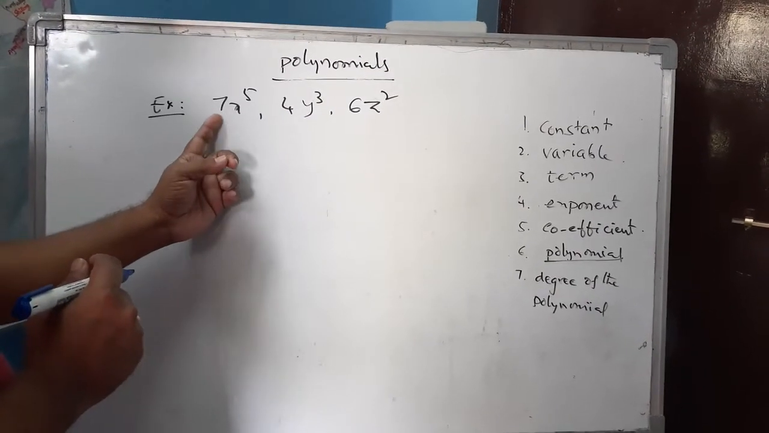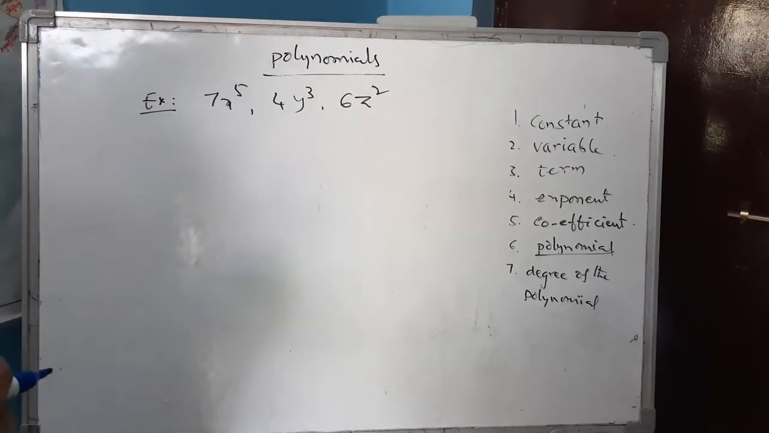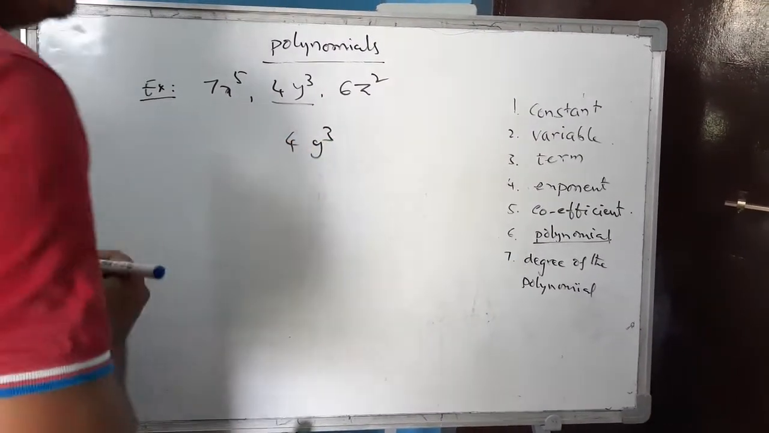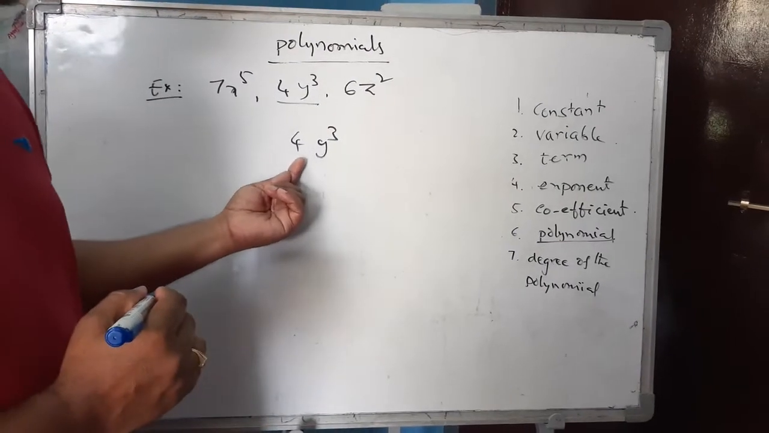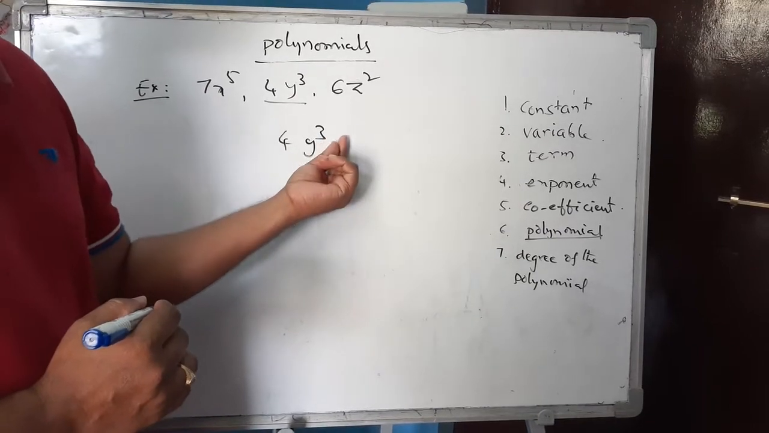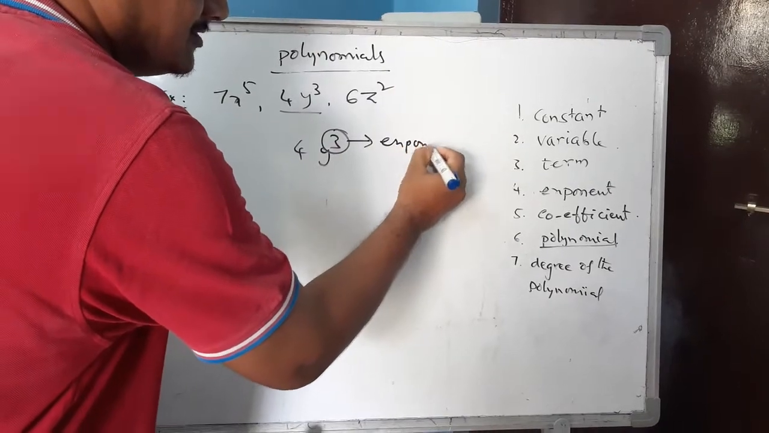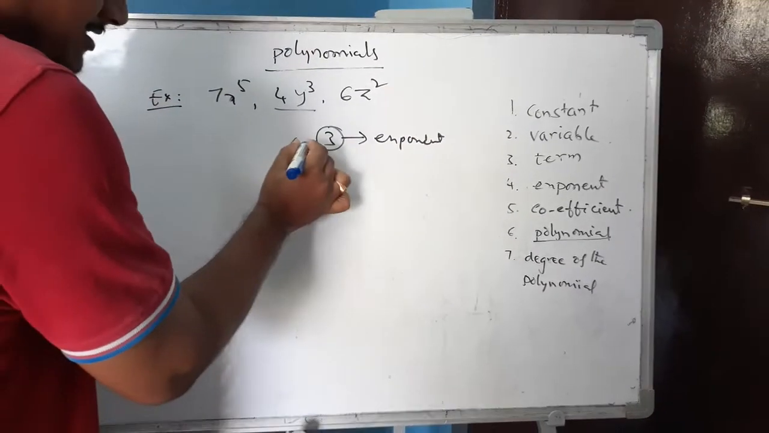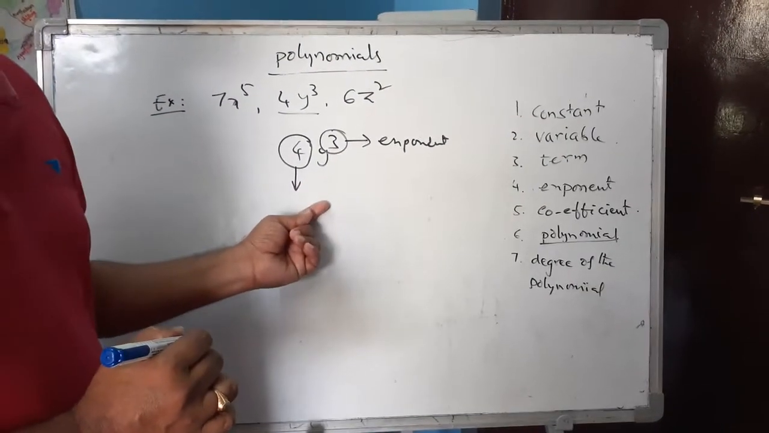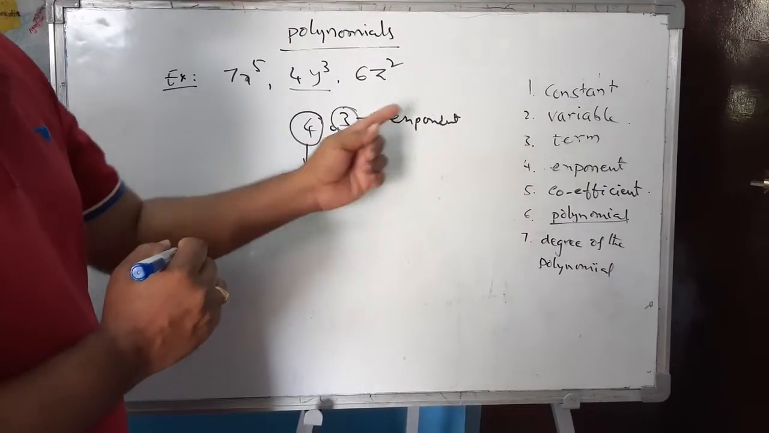So here 7x to the power of 5, 4y cube, 6z square are the examples for the term. Now I am taking this 4y cube. So 4 is a constant, and in y cube, y is a variable, it is having the power 3. This power is known as the exponent. This 4, a constant, is known as the coefficient of 4y cube. So here 4 is the coefficient, 3 is the exponent.